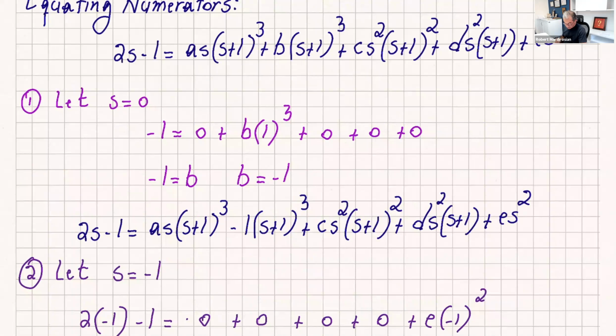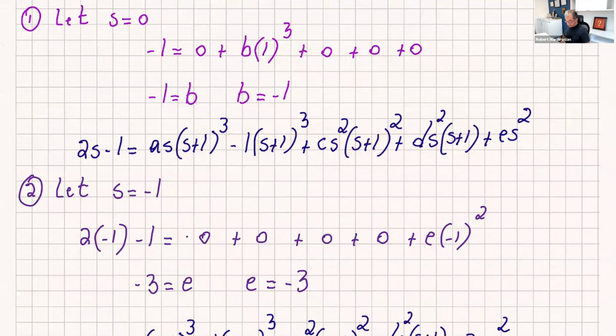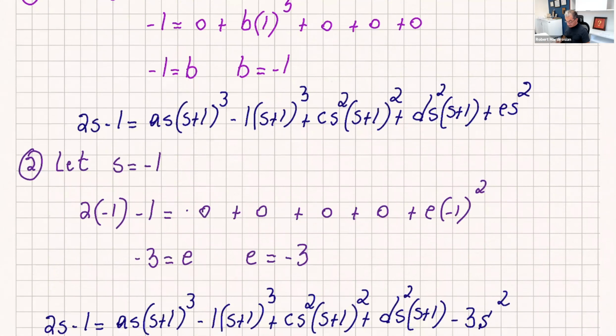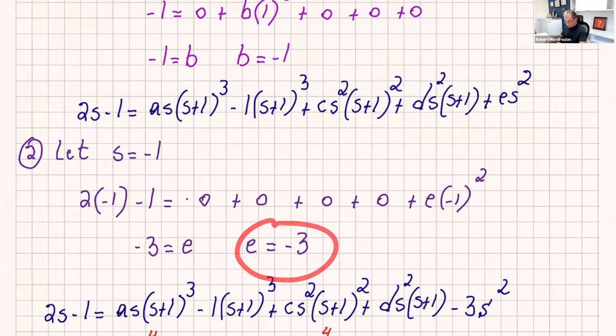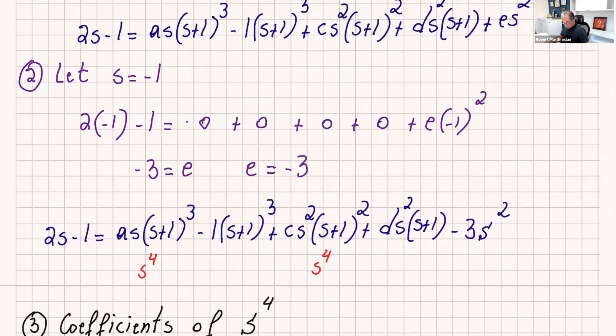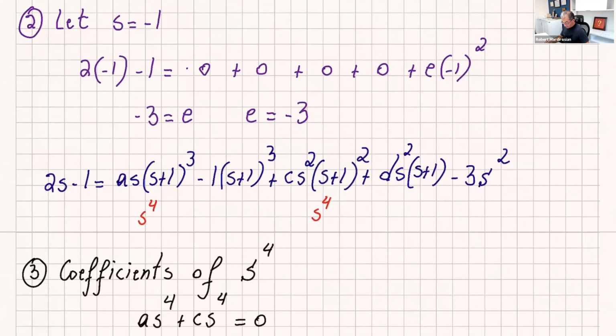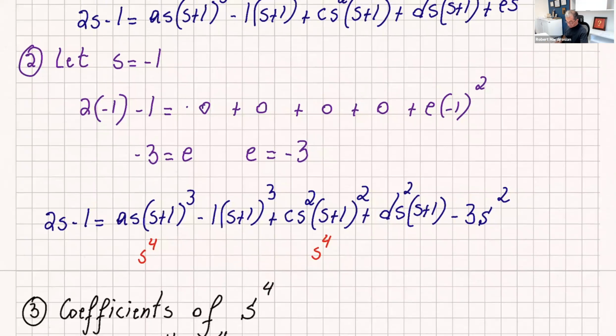Now if you come back here, instead of b, write that number, and now say s equals negative 1. If you do that, all these cancel except this term. So I put it here for you. 2 times negative 1 minus 1 is going to give you just e, so you can solve for e, which is negative 3. So a couple of those constants are solved very fast.